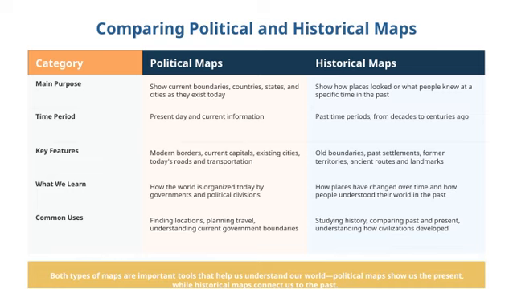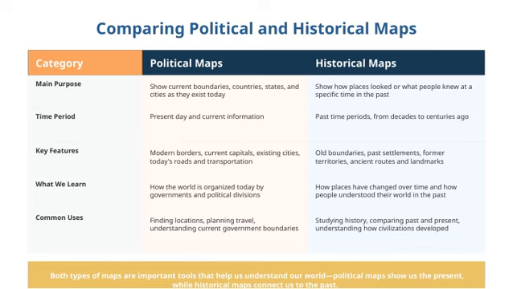So, what do we learn from these maps? Political maps show us how the world is organized today by governments and political divisions. They're useful for navigation and understanding current geopolitical relationships. Historical maps teach us how places have changed over time and how people understood their world in different eras. Finally, their common uses. Political maps are great for finding locations, planning travel, and understanding current government boundaries. Historical maps are invaluable for studying history, comparing the past and present, and understanding how civilizations developed and evolved.